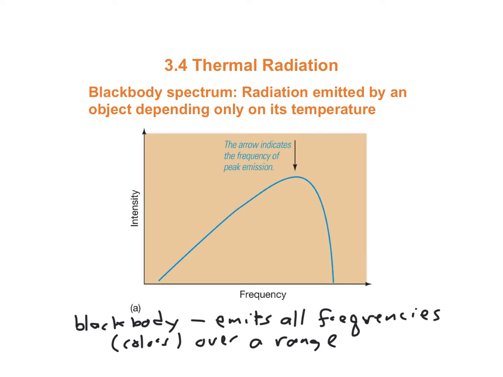And so what you can see here in this PowerPoint slide is a typical graph of a blackbody spectrum. On this graph, you can see there's the intensity axis, and that would be the brightness of the light. And then you can see the frequency axis. Sometimes you'll see it with wavelength instead of frequency.